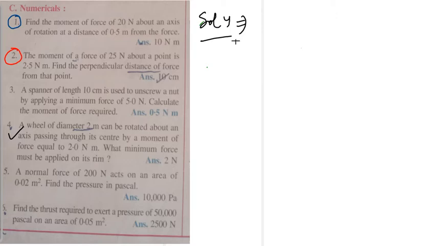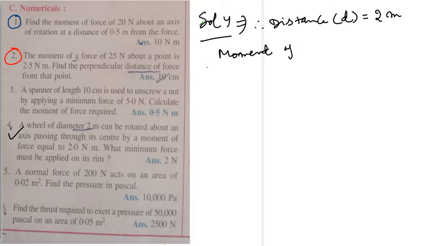The wheel of diameter 2 meter can be rotated about an axis passing through its center by a moment of force equal to 2.0 newton meter. What minimum force must be applied on it? Right? So here the wheel of diameter 2 meter can be rotated about an axis. So diameter of wheel would be the distance, therefore distance D equal to 2 meter, moment of force is equal to 2.0 newton meter.